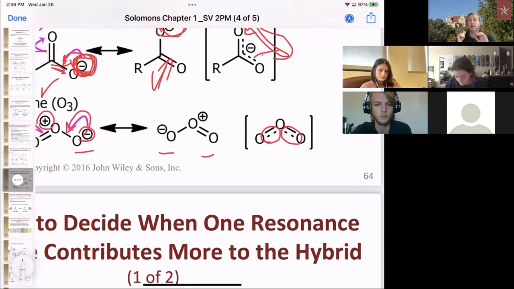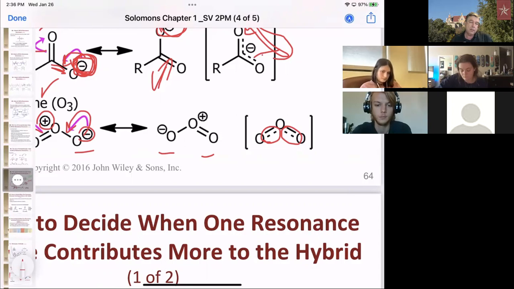Okay, questions about that? See how we're following the rules of Lewis dot structures, and we're following the rules of resonance to create that hybrid, that blending of those different possible Lewis dot structures.